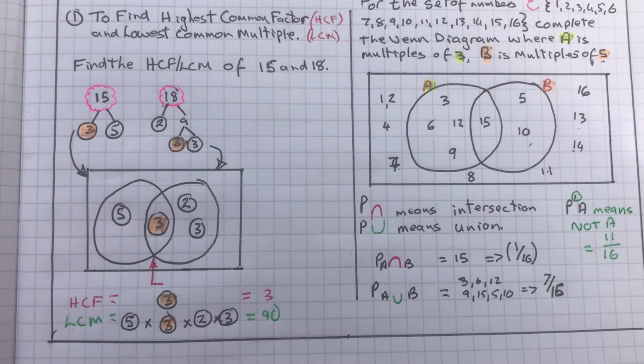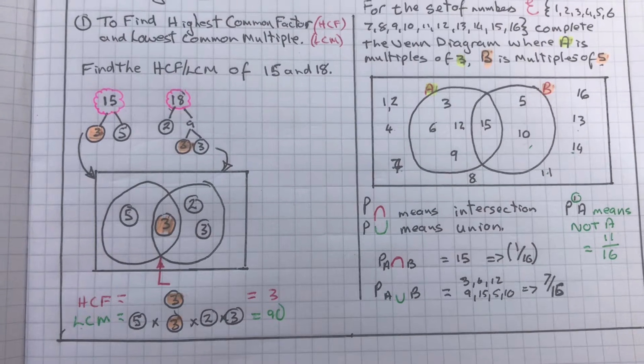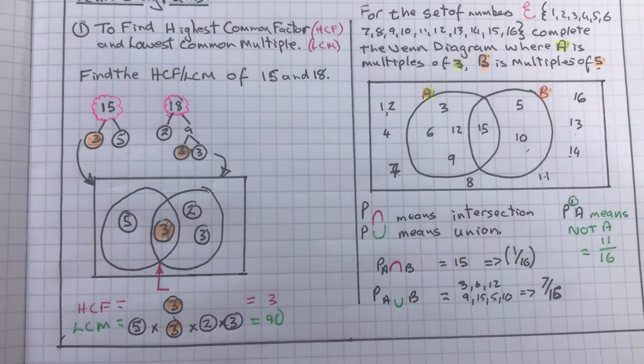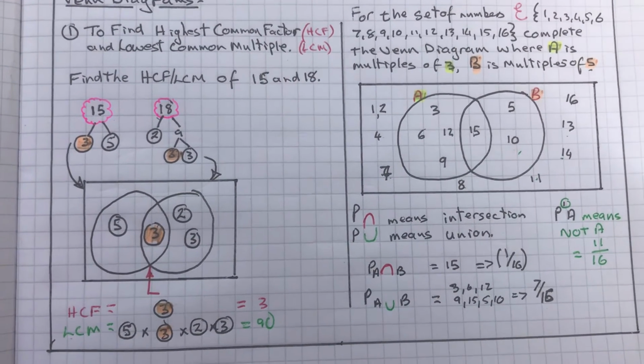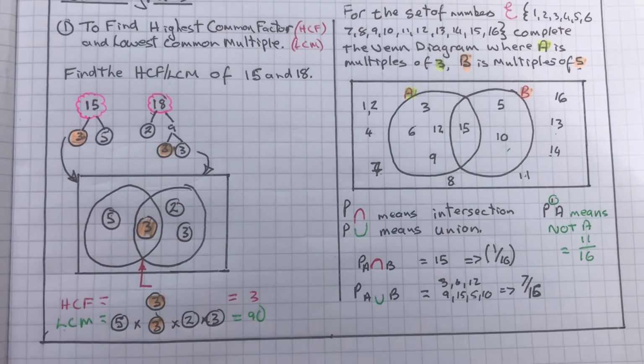The lowest common multiple is what's inside all of the circles and the intersection. 5 times 3 times 2 times 3, which is 90.